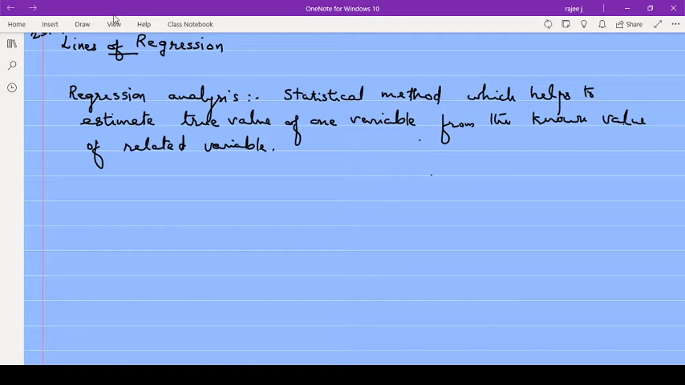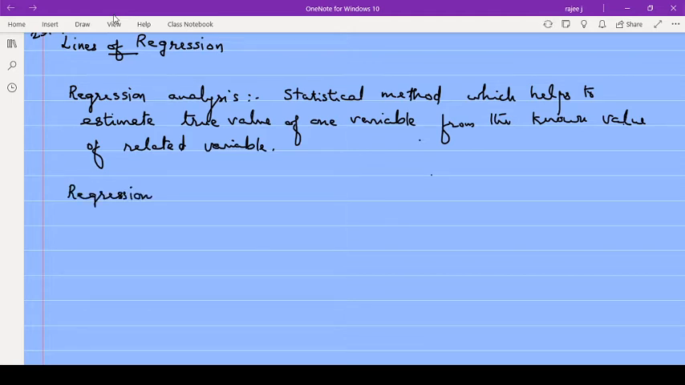Okay, so here we can predict. As I told, y equal to a plus bx. So here x is the independent variable and y is the dependent variable. So this analysis predicts the value of the dependent variable from the value of the independent variable. Okay, so then the next term is regression equations.